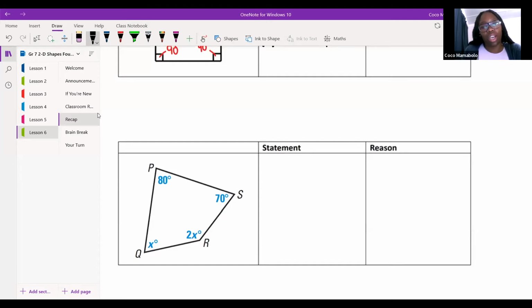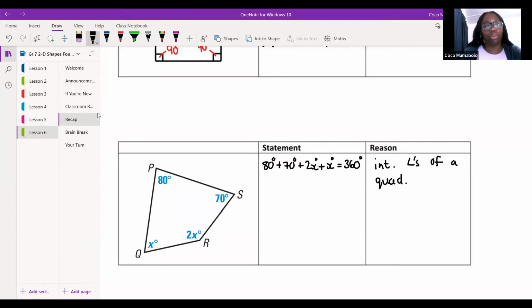All right. What is my statement here? 80 degrees plus 70 degrees plus 2x plus x degrees, which equals 360 degrees. Good. And what is my reason? Interior angles of a quadrilateral. Excellent. Interior angles of a quad. Very beautifully put. Well done, Carrie.